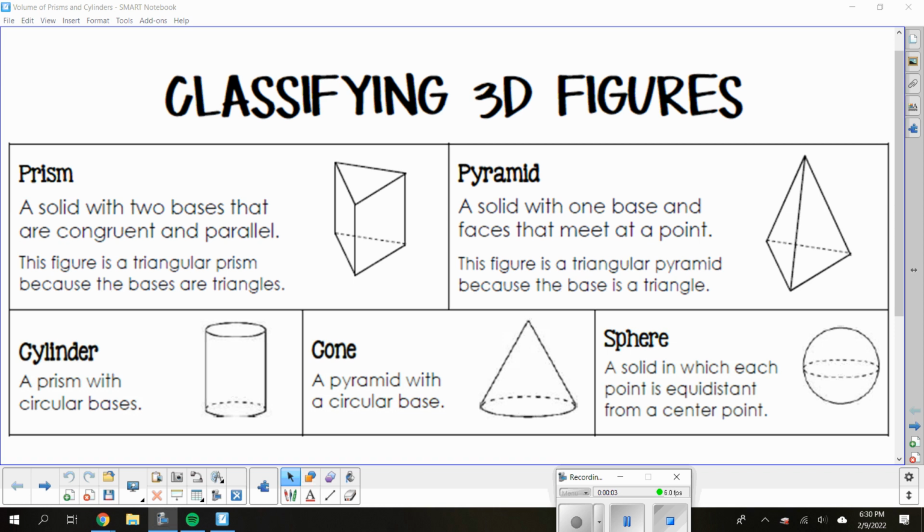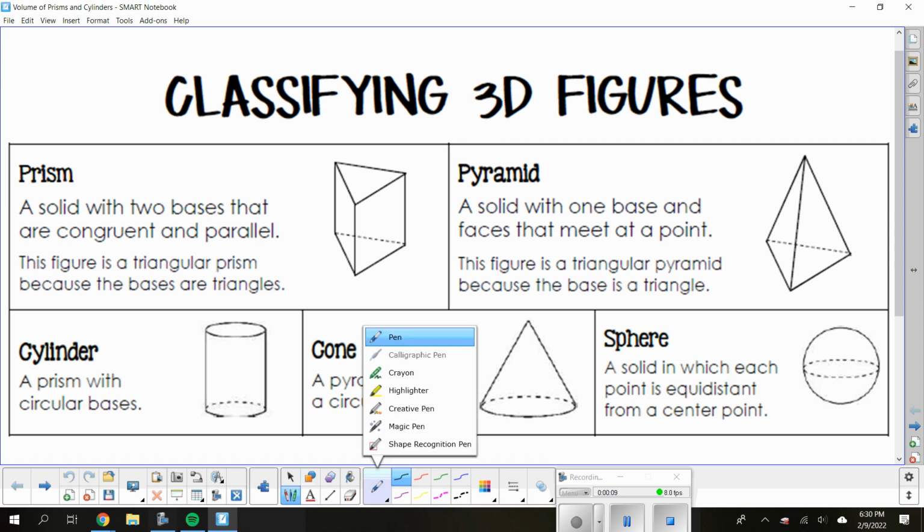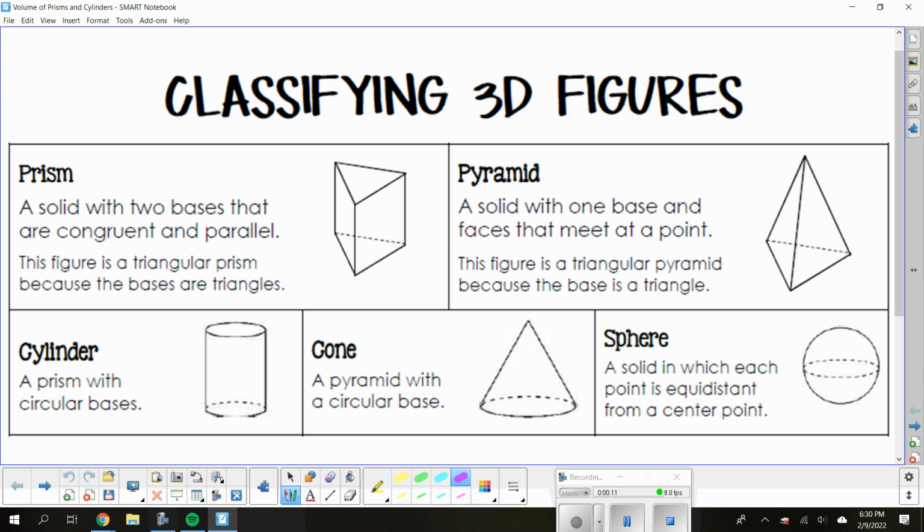Today we're just going to talk about classing our 3D figures and the different types that we have. So the first type that we have is a prism. In the prism we have two bases that are congruent and parallel. So in this case we have two triangular bases. Notice how one's on bottom and one's on top. They're the same exact triangle and they're parallel.